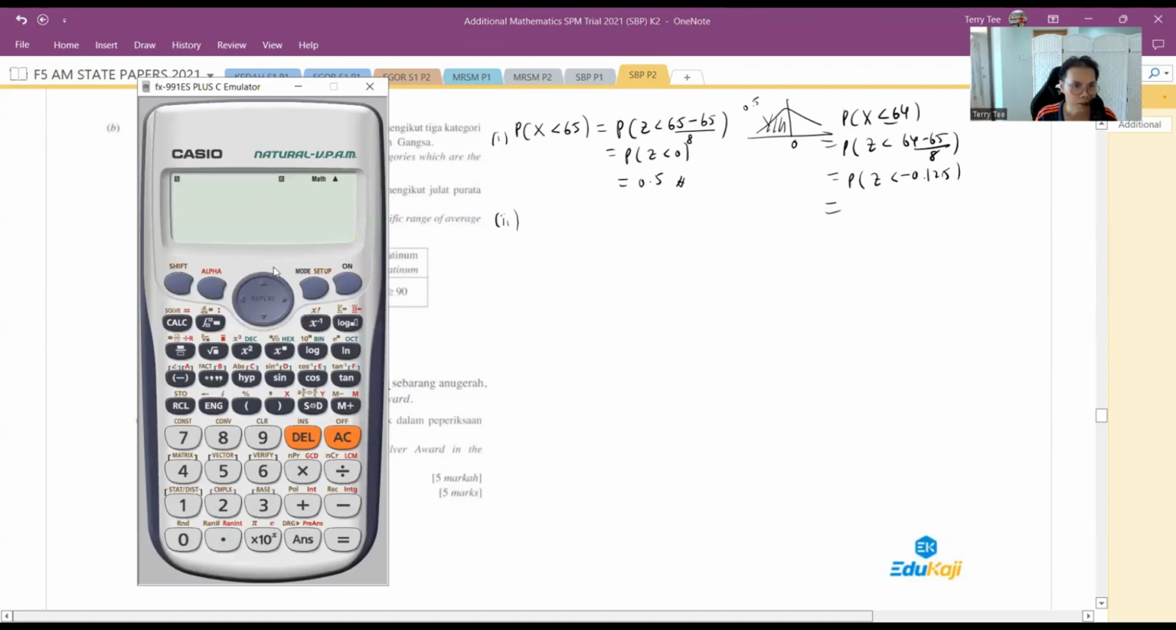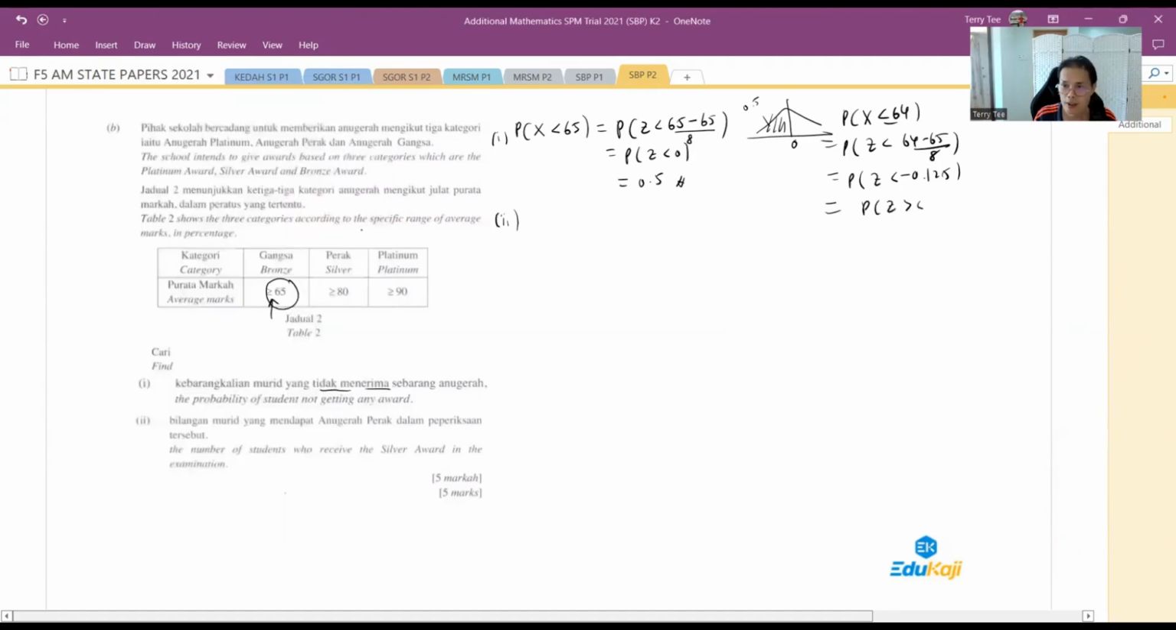If you're using this calculator, press mode first, go to stats, press AC, shift, stats, 5 for distribution. For upper tail, we put 3. This is 0.125, and your area is 0.4503. By the way, less than 0.125 is the same as more than 0.125, so we flip it over. 0.4503. It's a big difference, a big gap between 0.5 and 0.4503.